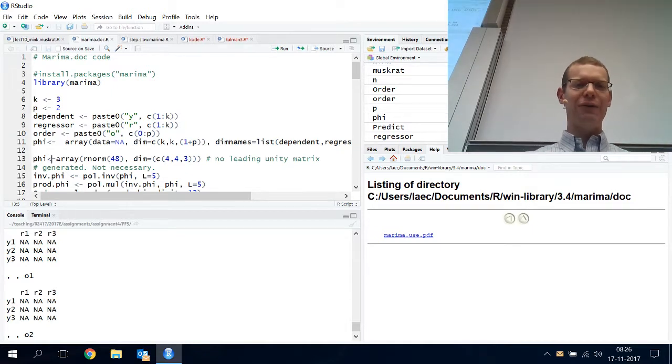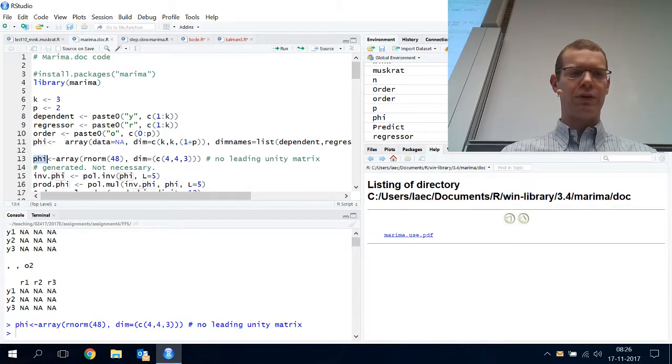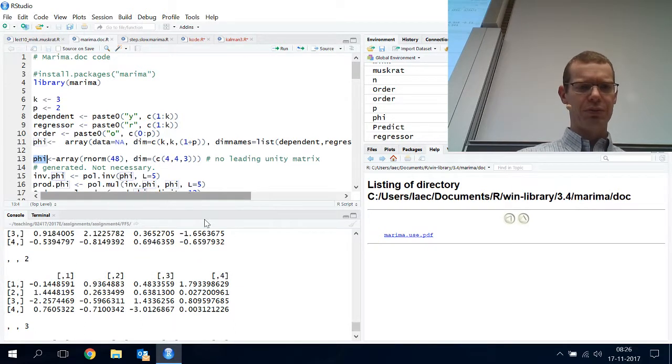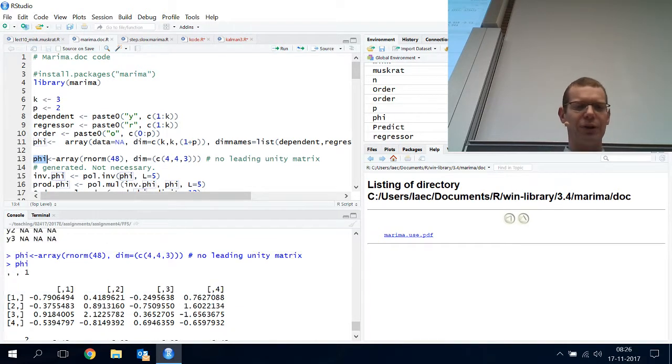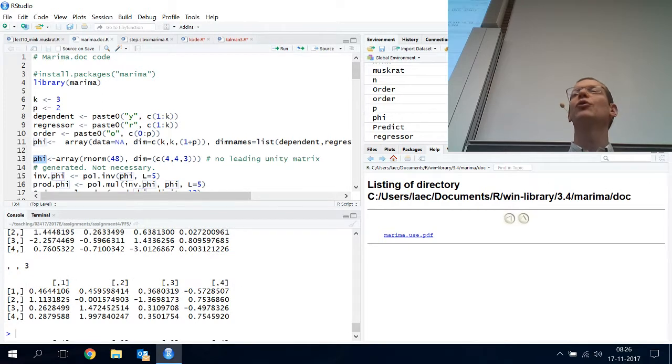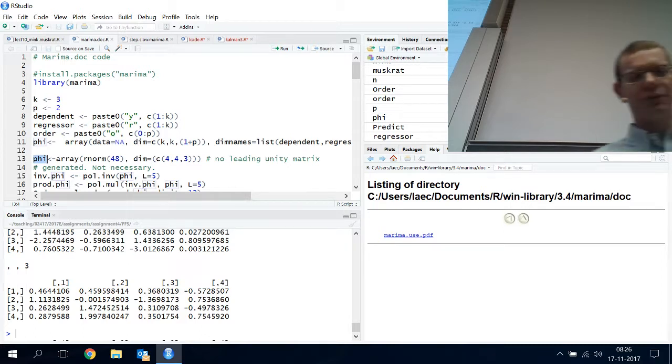Now, if I want to make a different model, maybe I can just create, in this case, maybe I should do the same. I prepared some stuff further down that depends on this. So this is a 4-dimensional system and I just created it without a leading identity matrix. It's just random coefficients, just to give you an example.